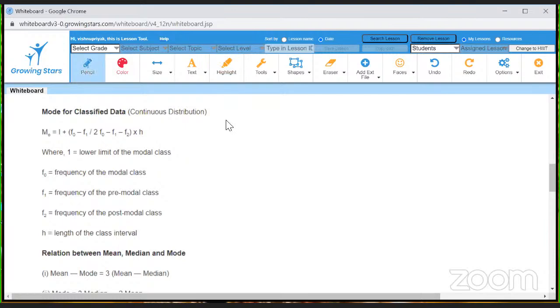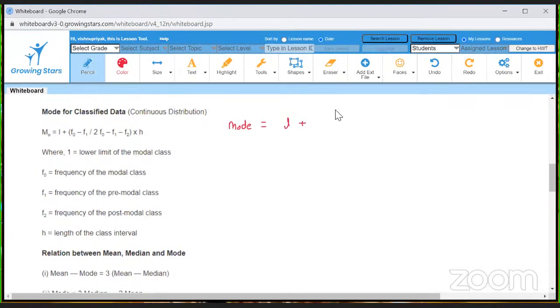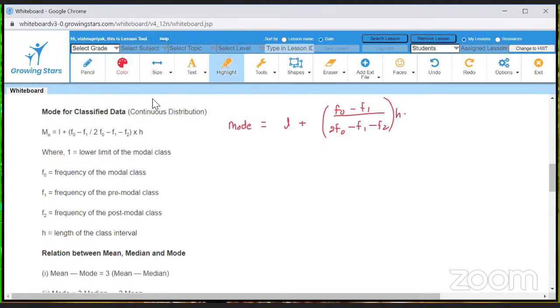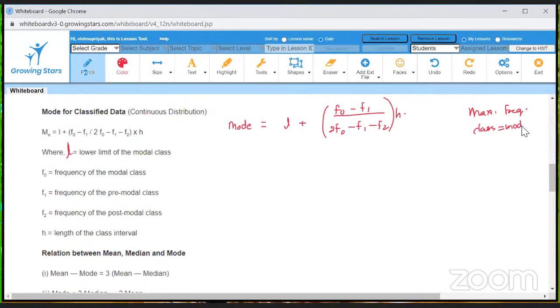The formula for mode is L plus (F0 minus F1) by (2 F0 minus F1 minus F2) into H. How will you take all these? First, you will take L as the maximum frequency you will find. The largest frequency class will be the modal class.